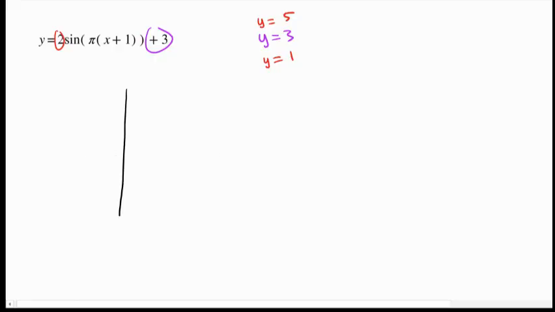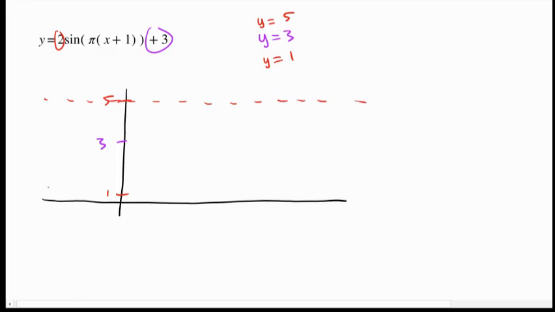Maybe I'll make this go down a little bit here. Because again, my lowest value is at 1, my highest value is at 5, and then my midline here is at 3. And so that just tells me that my whole graph is going to bounce between those red lines. And all the key points are going to be the ones that hit the midline, minimum, or maximum.